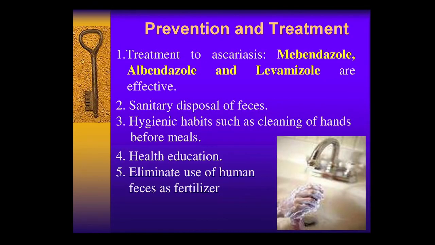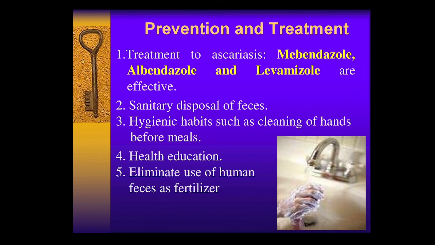Coming to the prevention and treatment. Mebendazole, albendazole and levamisole are very effective. Sanitary disposal of feces, that is the use of sanitary latrines, is a must. Then hygienic habits like cleaning of hands before meals. That is, we have to improve personal hygiene like washing hands before eating. It is an effective way. Then health education.